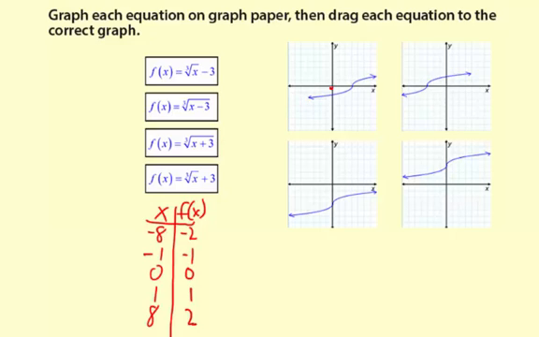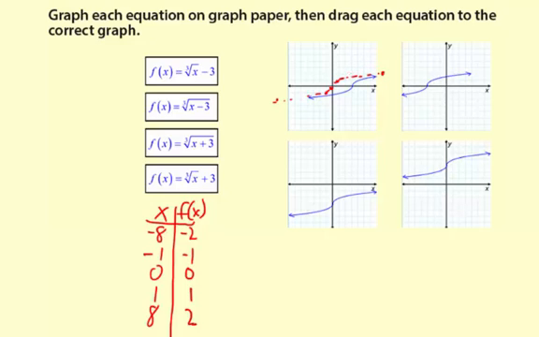So I'm going to plot the points on this graph here. We got 0, 0, 1, 1, and then 8, 2. Then -1, -1, and -8, -2. So the parent function looks about right there.